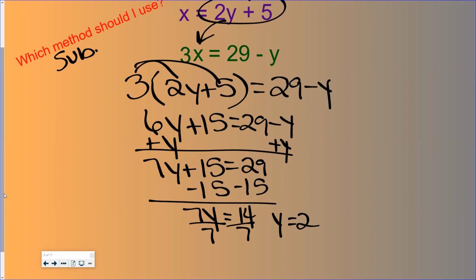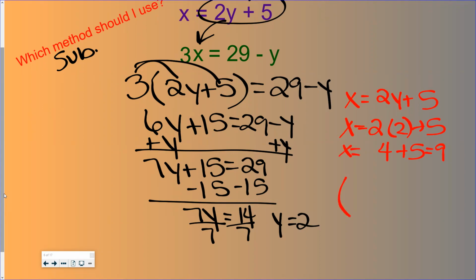Well, if y equals 2, I still need to go back and get my x. So in my next equation, x equals 2y plus 5, I'm going to replace y with 2. So x equals 2 times 2 plus 5. 2 times 2 is 4, plus 5 equals 9. So that is what x equals. So my final answer is going to be 9, 2. I strongly suggest you pause this video and take your time through all those steps to make sure you fully understand how I got 9, 2.